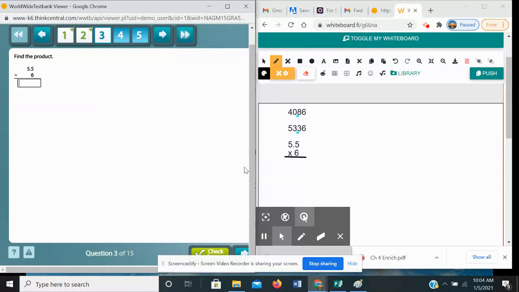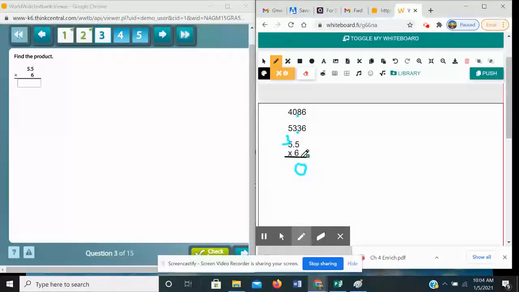Okay, now the next one you do have to multiply and place a decimal point. So I simply multiply the 5 and the 6, which is 30, put the 0 down, regroup the 3. 6 times 5 is 30, plus 3 is 33. Now, here's my answer. Now I have to place my decimal point.